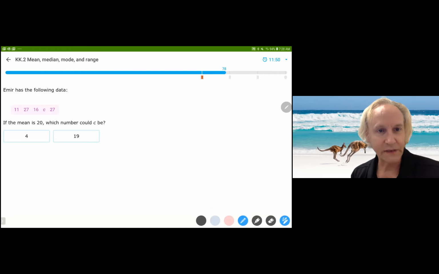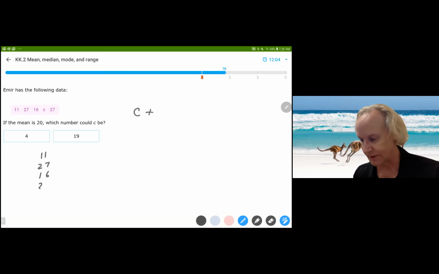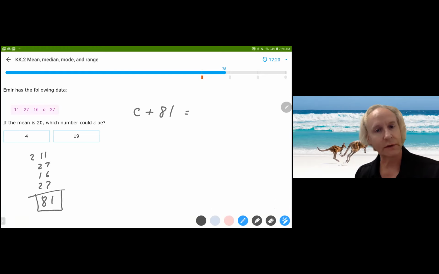The mean is 20. Which number could C be? Now, in this particular case, I would add all the numbers together, which means that I'm going to add the C plus the 11, 27, 16, and 27. I'm actually adding all those numbers together. I'm going to go ahead and add them right here. That's going to give me 14, 15, 21, and that's 6, 7, 8. Looks like I get 81 here. And that is going to be the total number altogether.